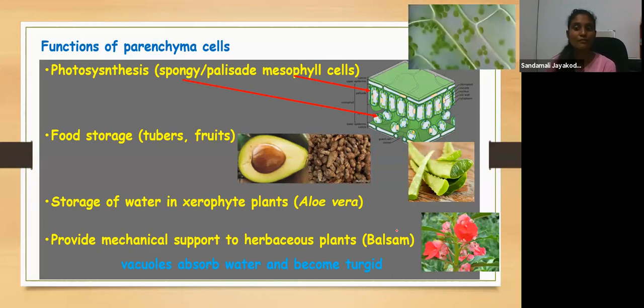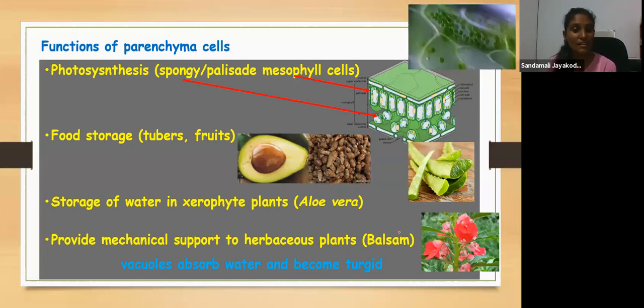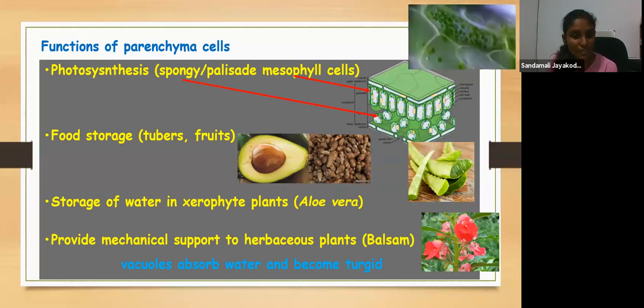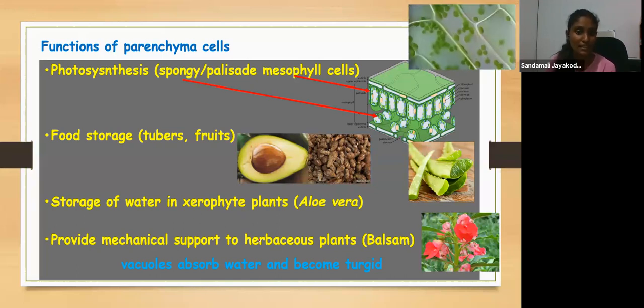Balsaminaceae family plants contain watery stems. They take the mechanical support to be erect by using these parenchyma cells. They store water in their vacuoles and the cells become turgid.